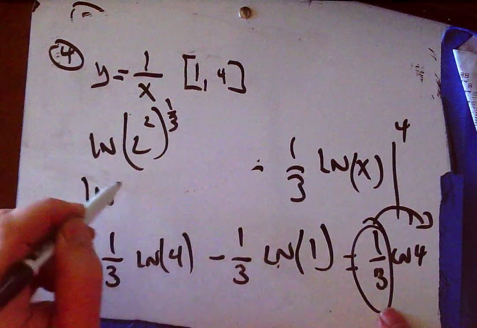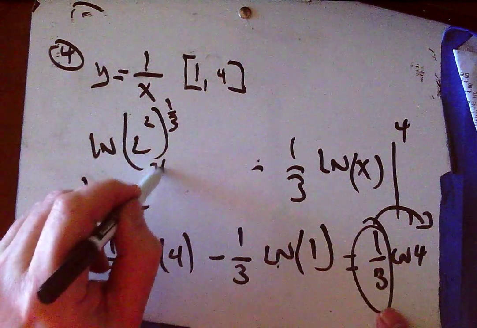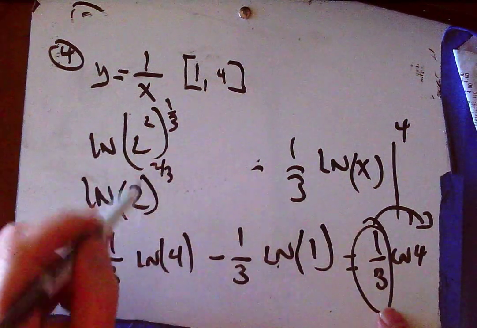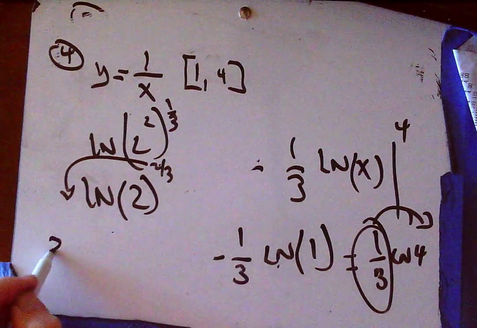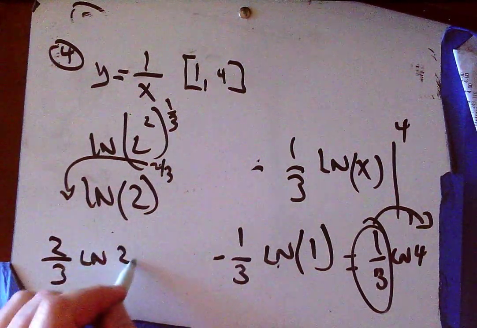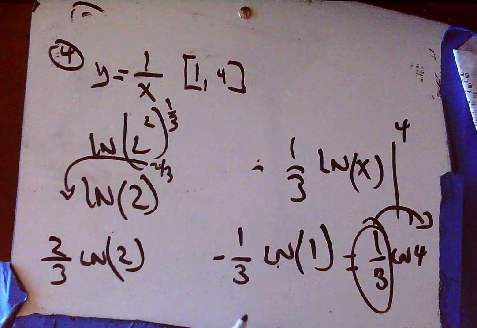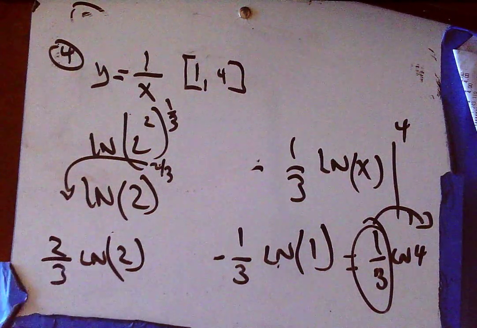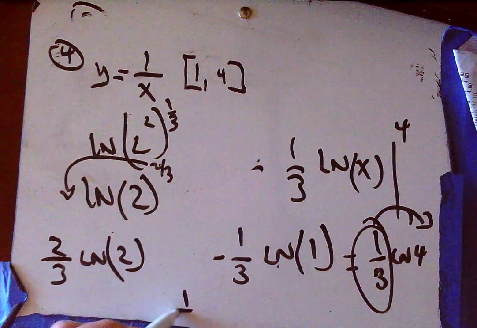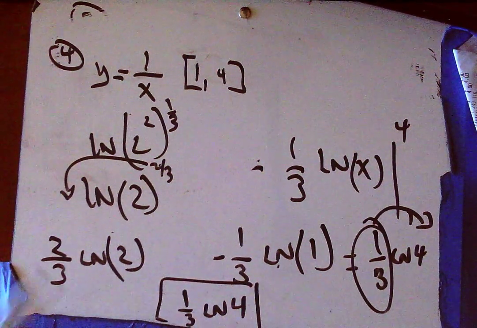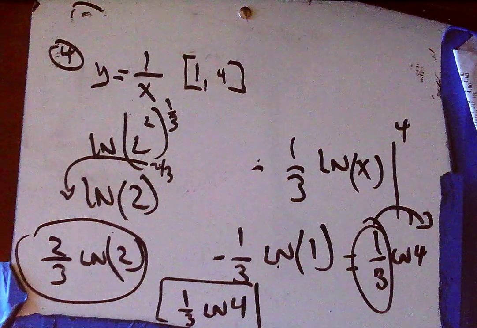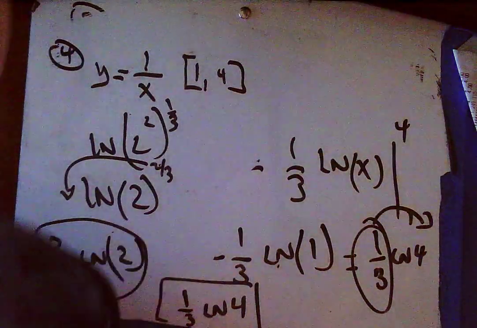And so now I've got the ln of 2 raised to the 2/3, which I could leave that 2/3 there or bring it down in front. And so we would see 2/3 ln of 2. I think just coming up with 1/3 ln of 4 should be enough, but I can take it a little further. All right, and finally 5.